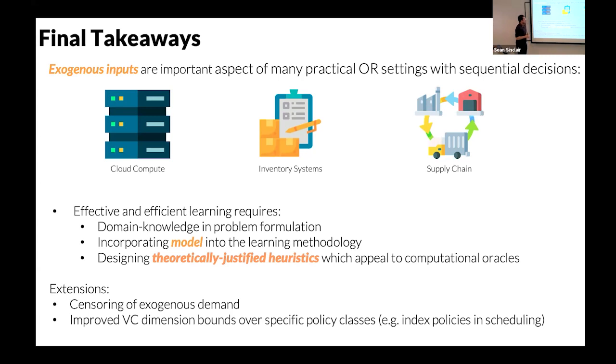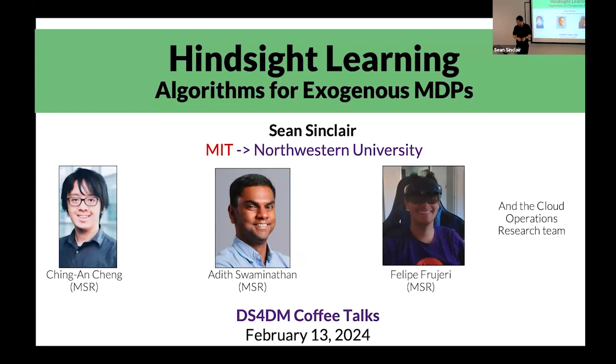And then also I think another interesting question is improving both the hindsight bounds and also these VC dimension bounds that I can talk about if people have questions, for specific policy classes like an index policy or something like that. So with that, I will take any questions, and again, want to thank my amazing collaborators and then also the cloud team, because to be honest, most of the experiments were done entirely by them, so all of the kudos should be given to them as well.